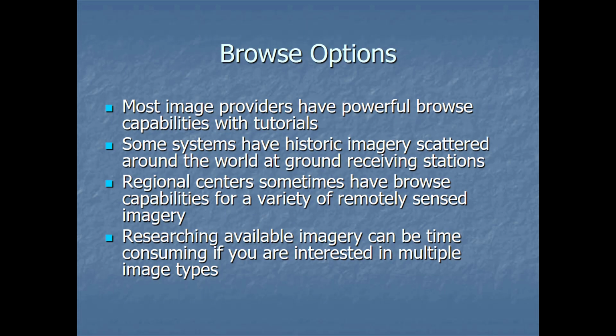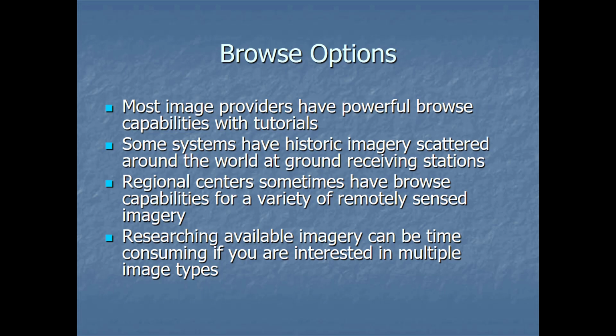With browse options, most image providers have powerful browse capabilities with tutorials. Oftentimes there will be a very user-friendly interactive map, and you can define your study area, you can define the date, you can define special parameters of your image such as cloud cover. Some systems have historic imagery scattered around the world at ground receiving stations.